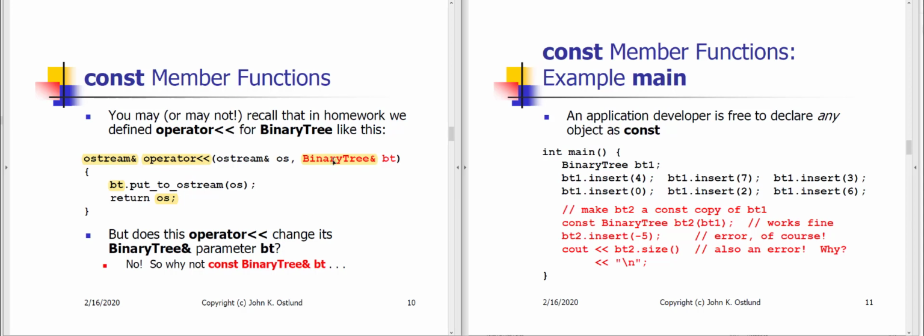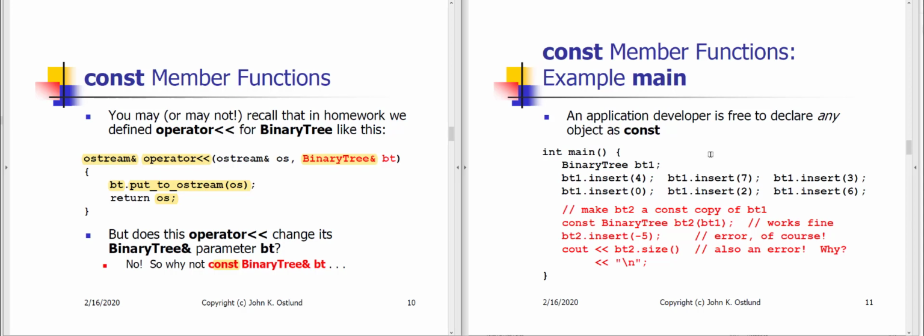We are not, within this function, changing the binary tree object, so why didn't we declare that as a reference to a binary tree const? Well, in a nutshell, the reason we didn't do that was because we didn't yet know how to indicate to the compiler that put_to_OStream itself was promising not to modify the binary tree.